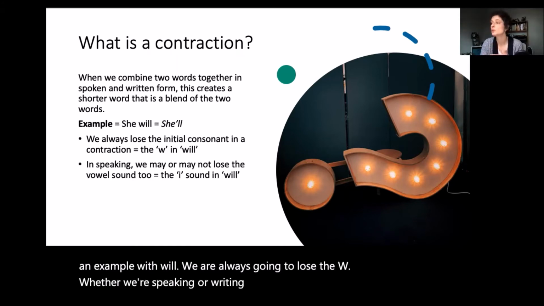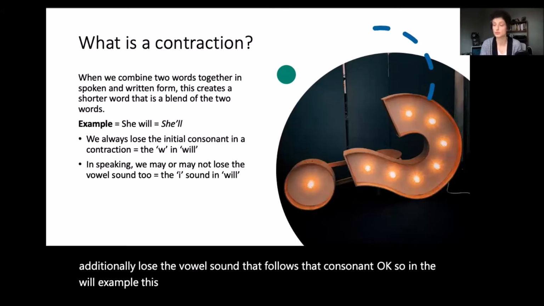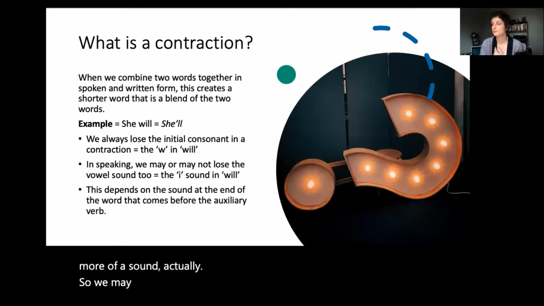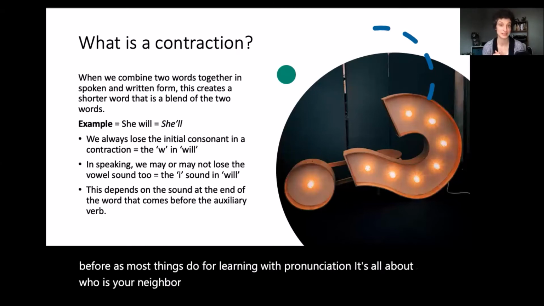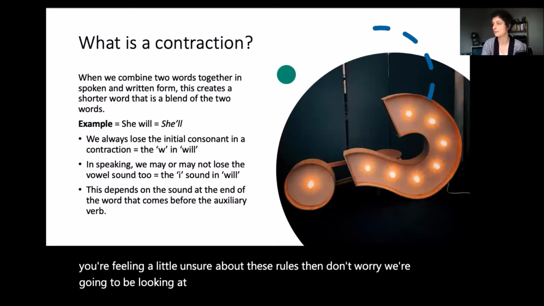Now in speaking, we may or may not additionally lose the vowel sound that follows that consonant, okay? So in the will example, this would mean we may lose that sound in the will. It's more of a schwa sound actually. So we may lose that as well. And this depends on the sound that comes before, as most things do when learning pronunciation. It's all about who is your neighbor, right? And how does your neighbor influence you? If you're feeling a little unsure about these rules, then don't worry. We're going to be looking at many examples here in a moment.